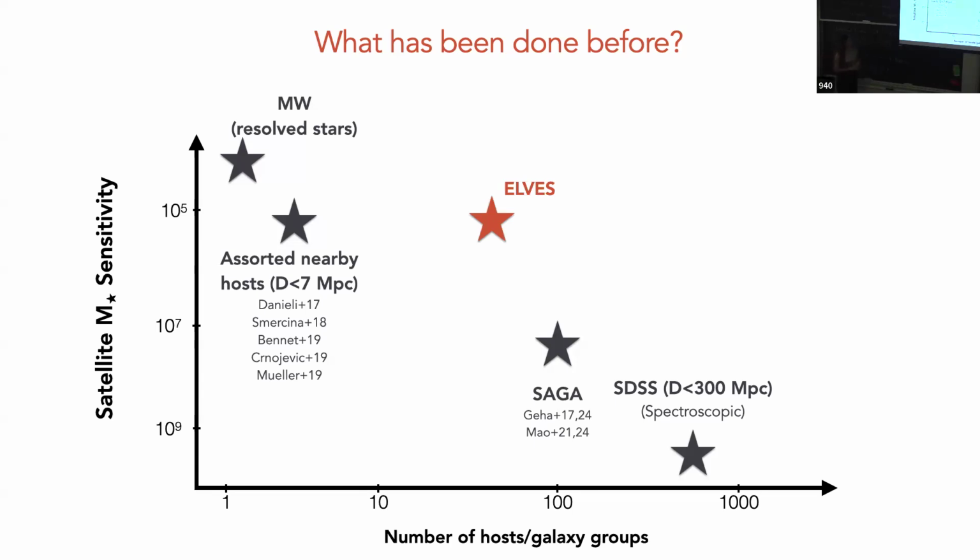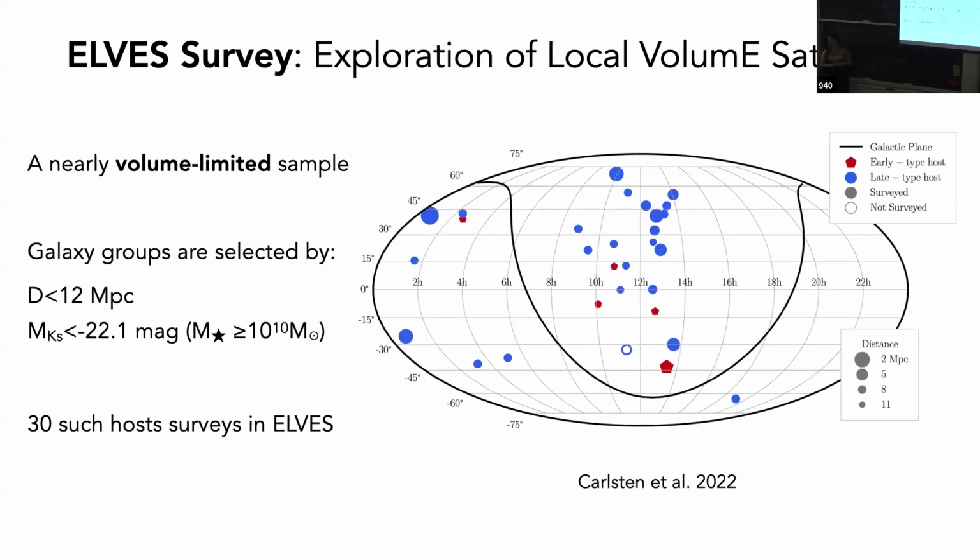And I'm going to show you a little bit of work with the ELVES survey, where we tried to push the number of hosts, but really getting almost to the ultra-faint regime. So this is the survey. It's called the Exploration of Local Volume Satellites. And this is a volume complete sample. So all of the massive galaxies above 10 to the 10 solar masses in the local volume. So that volume extends out to 10 megaparsec. So everything there we took.